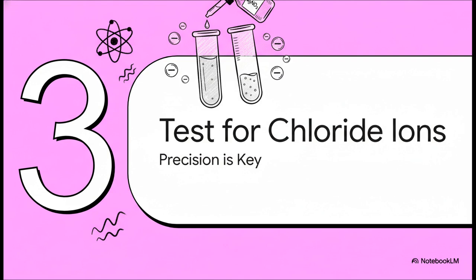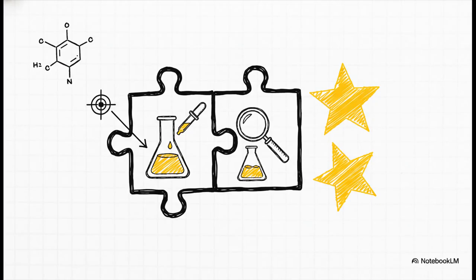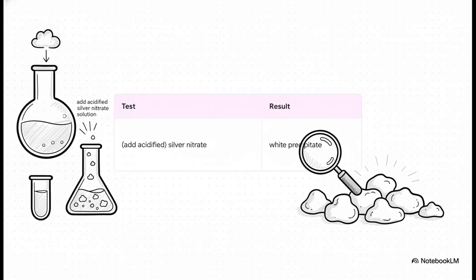For this one, you really have to be precise with your language. Just like before, it's a 2-part answer for 2 marks, test and result. But this time, the mark scheme is super specific about the chemicals you mention. You can't be vague here. So what's the test? You need to add acidified silver nitrate solution. And the result? You get a white precipitate. Now that word acidified is really important. Why? Well, you add the acid to get rid of any pesky carbonate ions that might be hanging around, because they could also form a precipitate and totally mess up your result. So acidified silver nitrate gives you that classic white precipitate. That's what they're looking for.